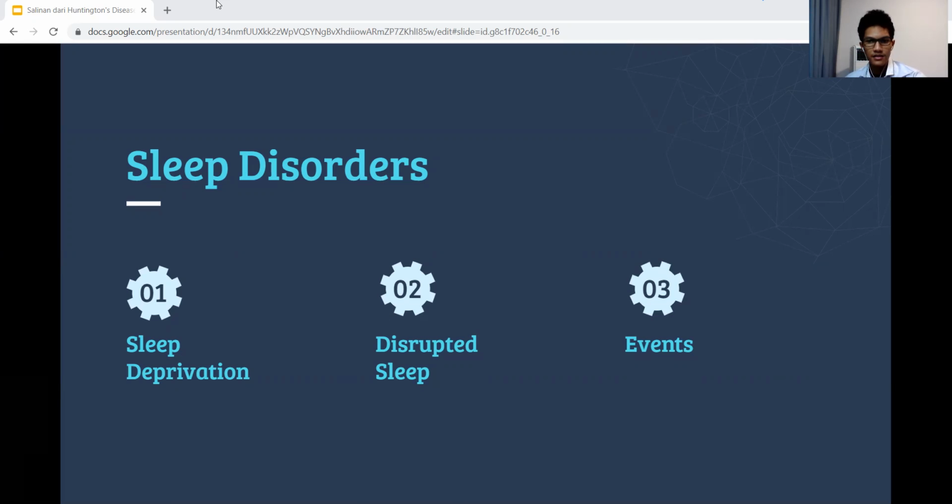And next is disrupted sleep, also called sleep fragmentation. It is an inability to maintain sleep continuity. And lastly, events. What events? They are events that occur during sleep. Examples would be sleep apnea or restless leg syndrome.